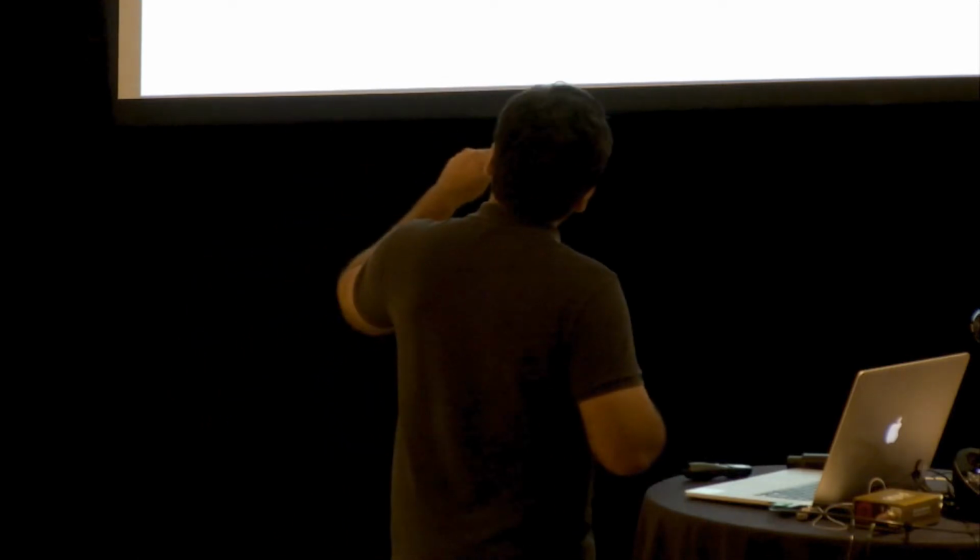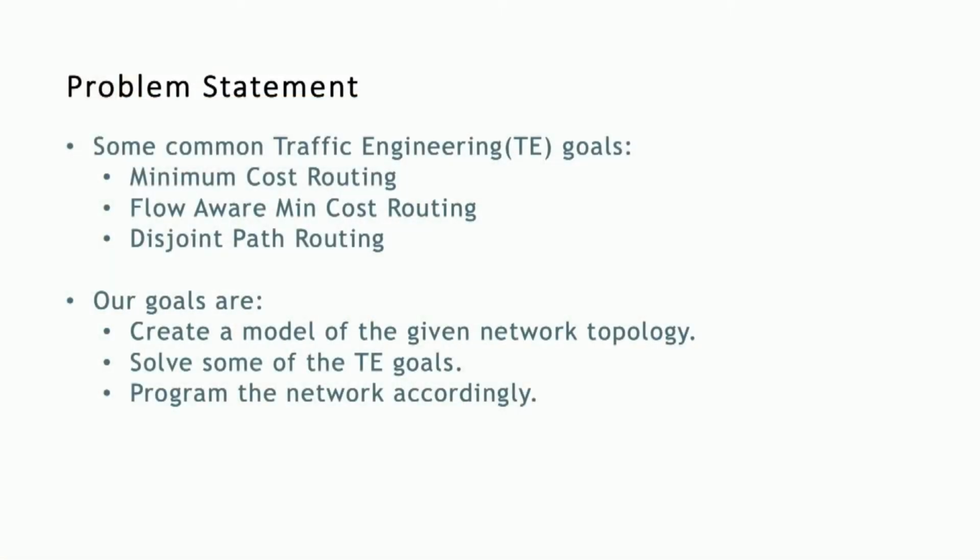The next is flow-aware min cost routing. Flow-aware min cost routing is built on min cost routing, where I'm adding another constraint: whenever you are computing a path, as an example, you need to be aware of the capacity available on that path. So you need to be aware of what flows are going through it. If you compute a path between point A and point B and the capacity is not available, that's not the minimum cost path I'm looking for. That's what I mean here by flow-aware min cost routing.